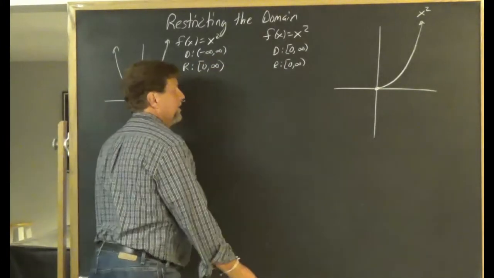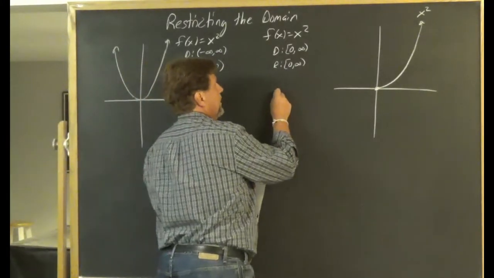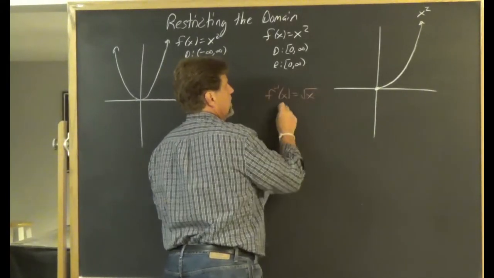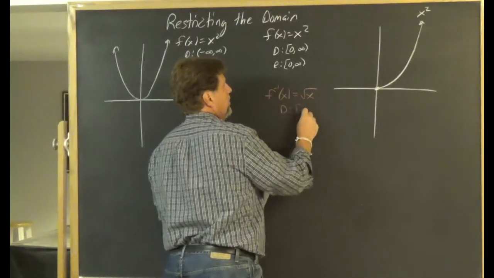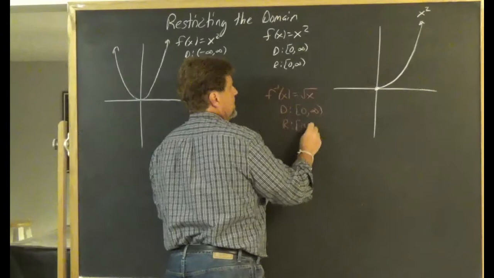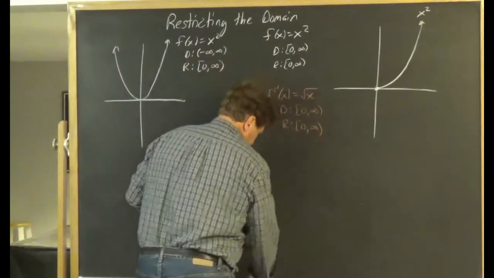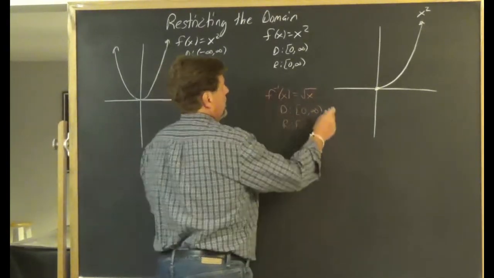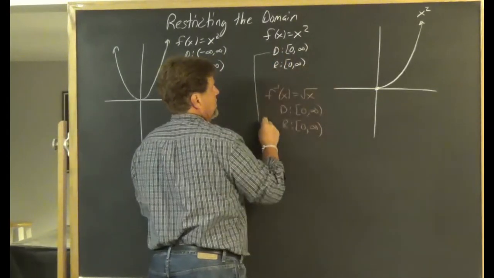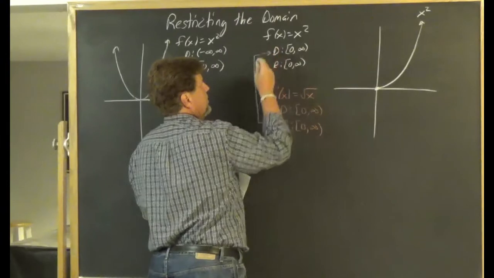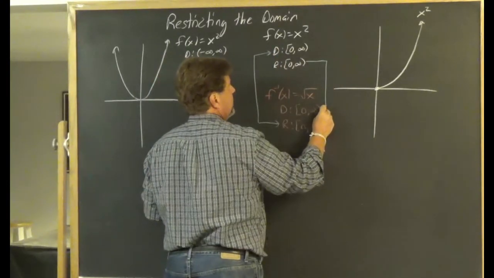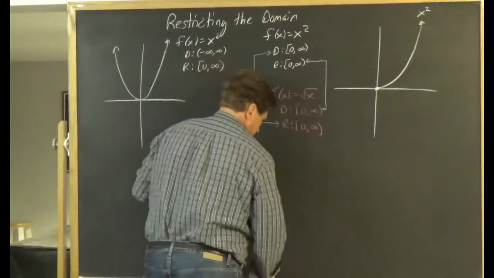I'm going to put the inverse function up here. We know the inverse function is square root x. And we know the domain of square root x is 0 to infinity. And the range of square root x is 0 to infinity. Notice how the domain of the function matches exactly the range of the inverse. And the range of the function matches exactly the domain of the inverse.